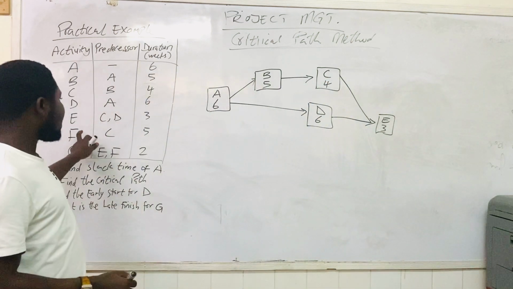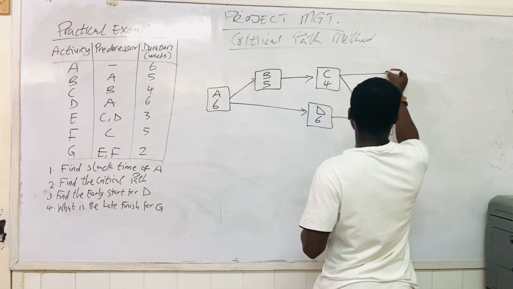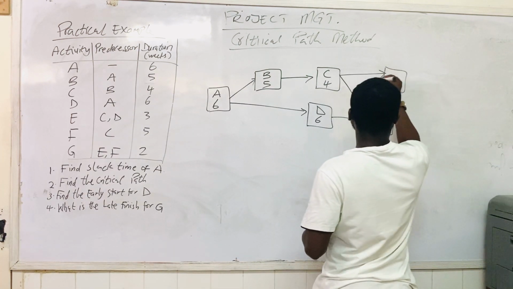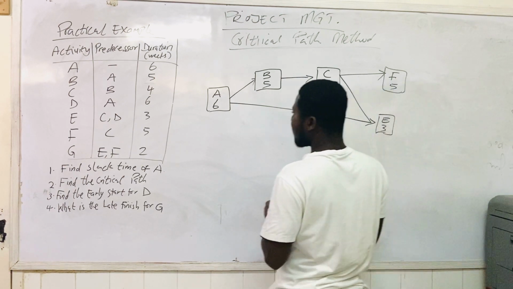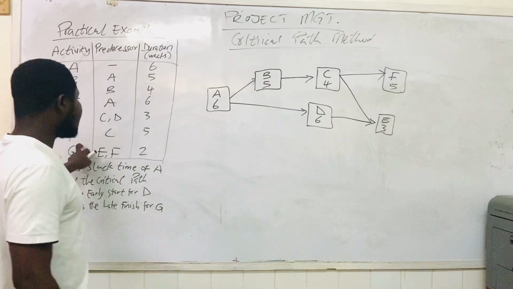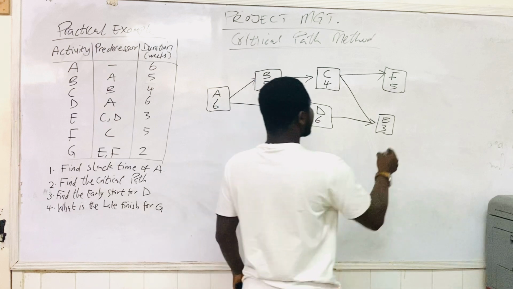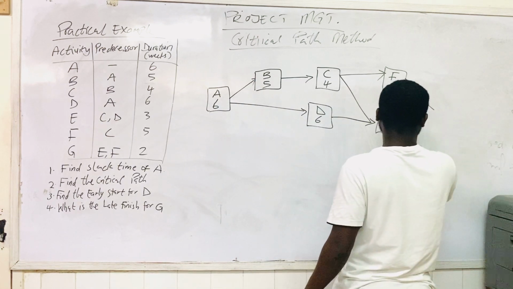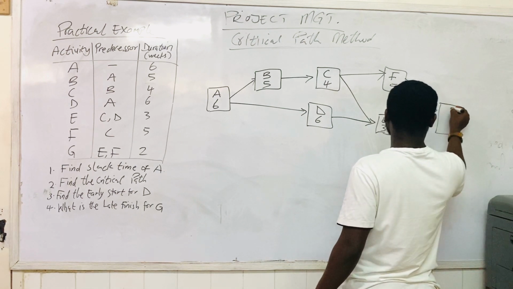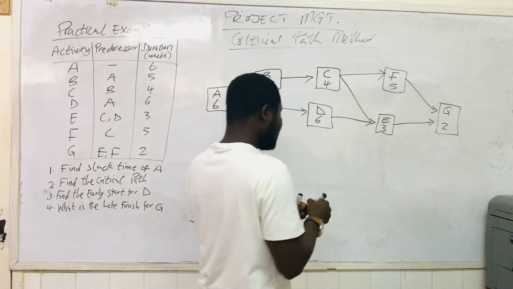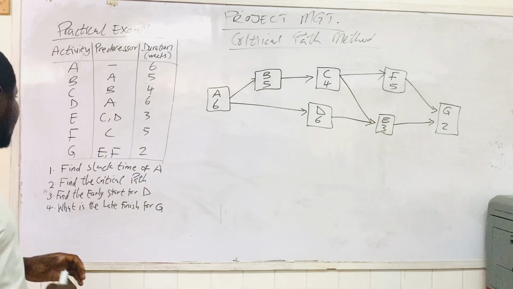Then we have activity F, whose predecessor is C. And so F is here. F is giving us 5 weeks. And then we have activity G, whose predecessor is E and F, and completing in 2 weeks. So activity G in 2 weeks. And so this is our very first diagram. This is the first thing we have to do.